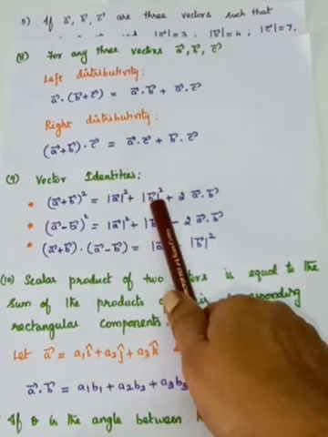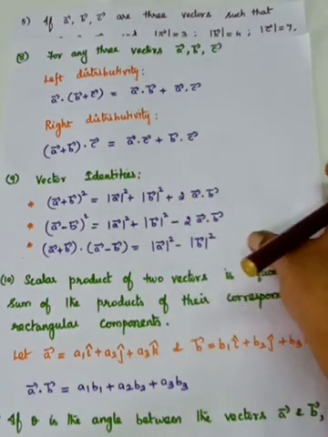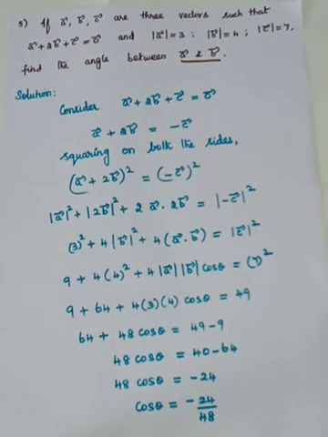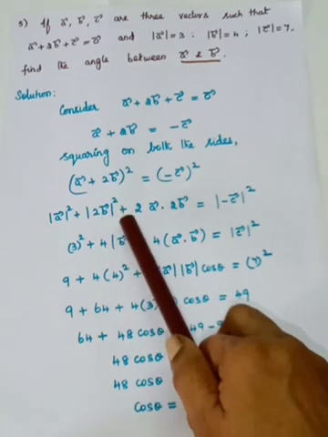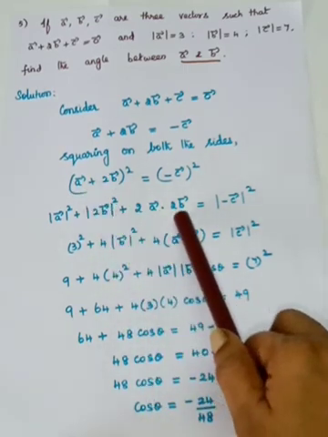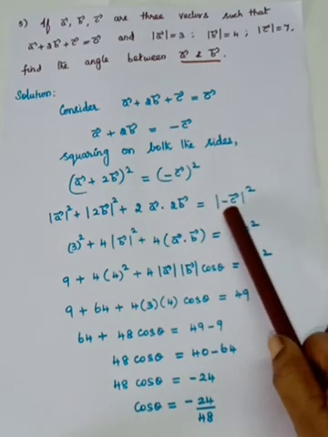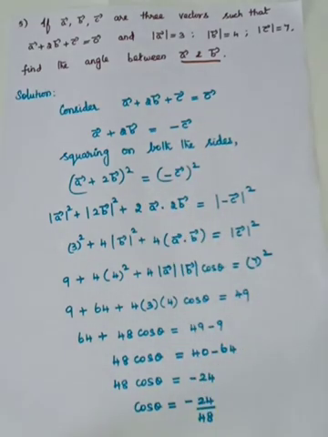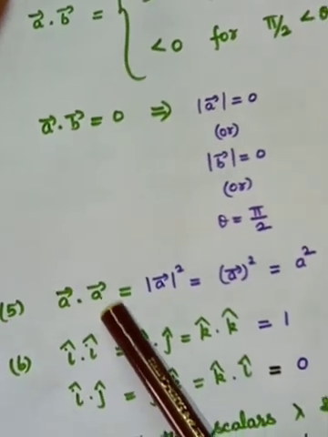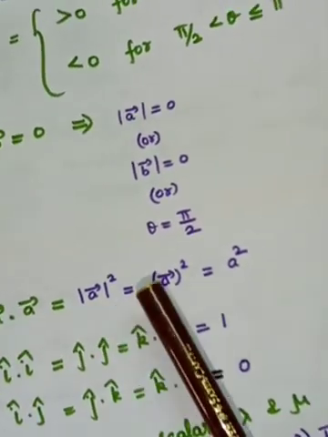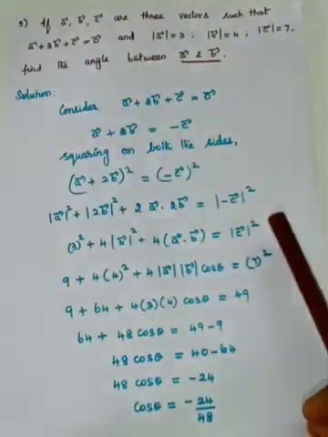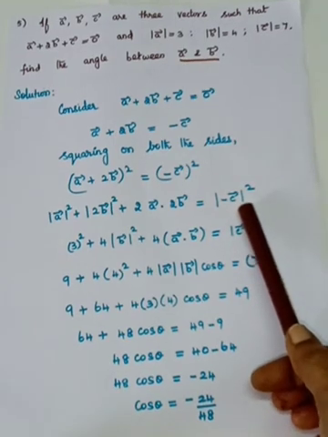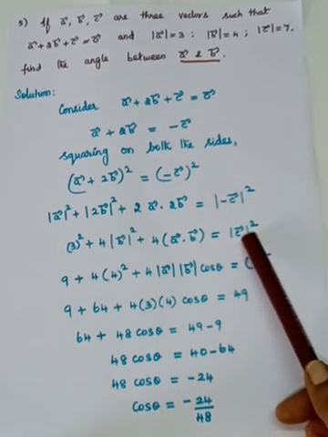Modulus of A vector the whole square plus modulus of B vector the whole square plus 2 into A vector dot B vector. The same way, first vector is A vector. So modulus of A vector the whole square plus modulus of 2B vector the whole square plus 2 into A vector dot 2B vector is equal to modulus of C vector the whole square. Why have we written this? We know the identity: A vector dot A vector can be written as modulus of A vector the whole squared. Here you have minus C vector the whole squared, so this can be written as modulus of minus C vector the whole squared. Within the modulus it will become plus, so modulus of C vector the whole squared.